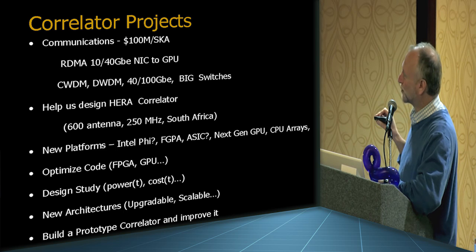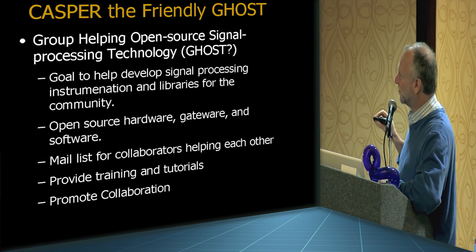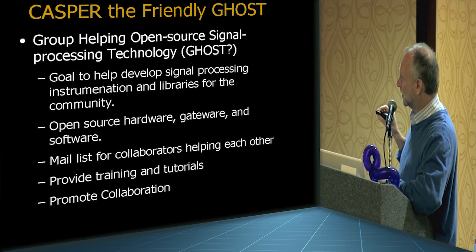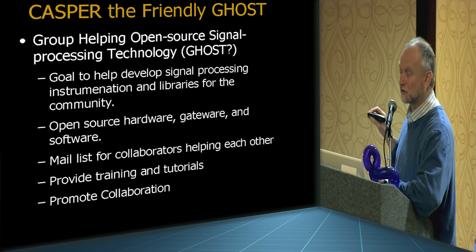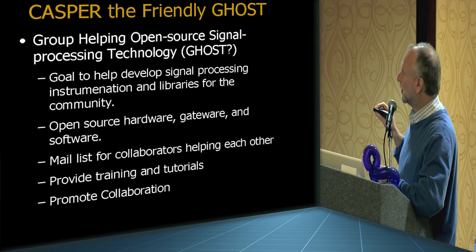Anyway, there are a lot of these different correlator projects going on, and we'd love to get you guys involved. The community is the Collaboration for Astronomy Signal Processing and Electronics Research, CASPER. You can find us on the website, just Google CASPER, and you can join our mailing list and come to our workshop. We have a little joke, CASPER the Friendly Ghost, where GHOST is group helping open source signal processing technology.